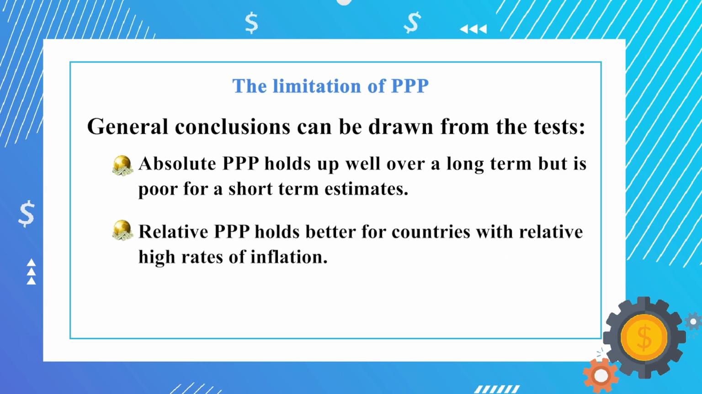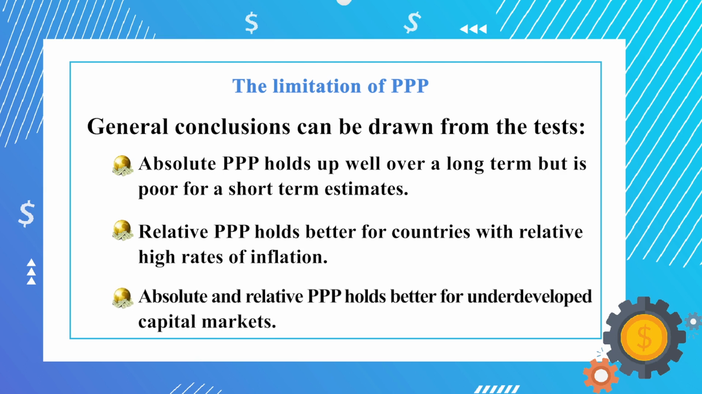Relative PPP holds better for countries with relatively high rates of inflation. The relative PPP theory mirrors the change of spot rate between two countries with their relative inflation rates. It's clear that the higher inflation rates are, the more correct the index will be. Absolute and relative PPP hold better for underdeveloped capital markets.